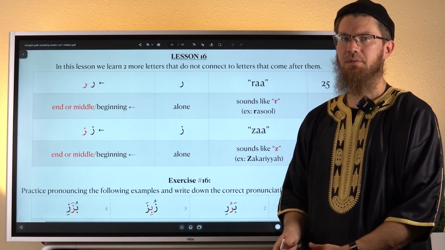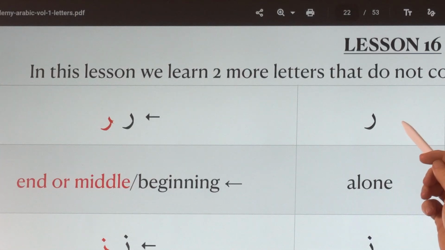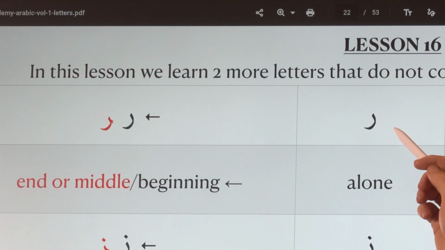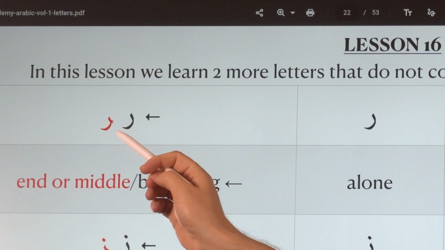And as we mentioned, the letter Ra does not connect to a letter after it. So this is how the letter Ra will look alone, this is how it will look in the beginning, and this is how it will look in the middle or end of a connection.